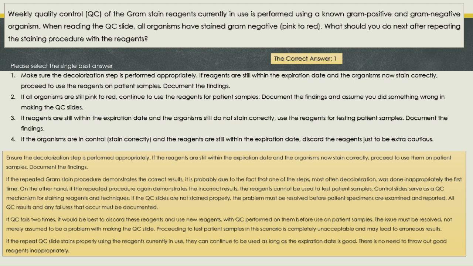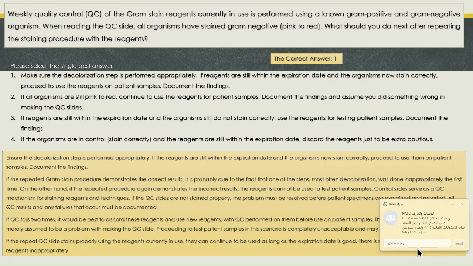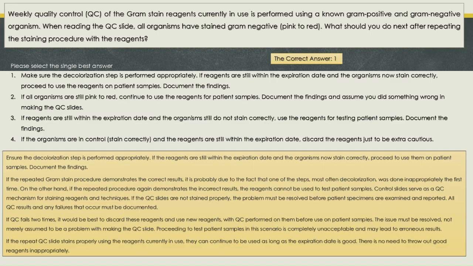If the repeat QC slide stains properly using the reagents currently in use, they can continue to be used as long as the expiration date is good. There is no need to throw out good reagents inappropriately.